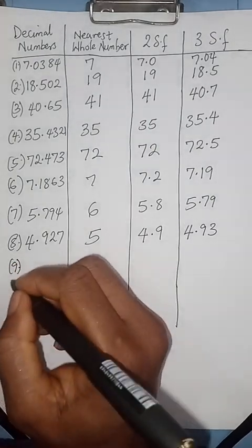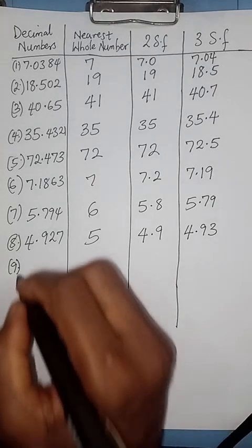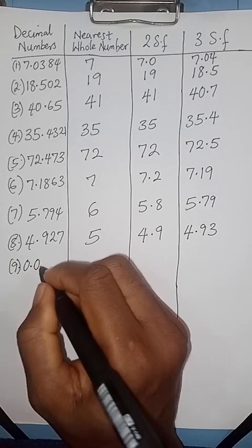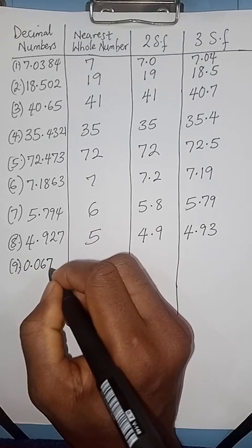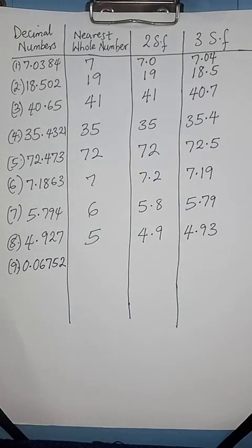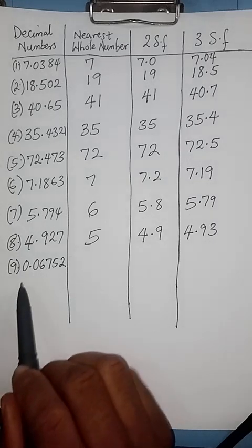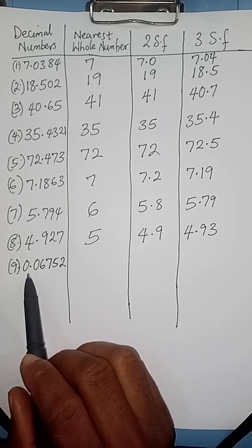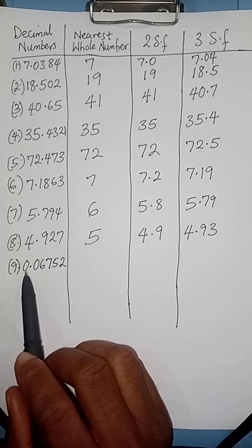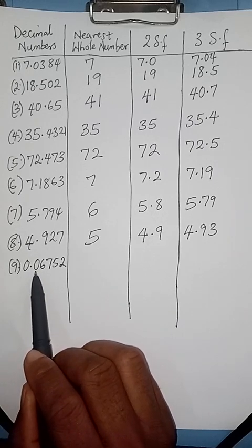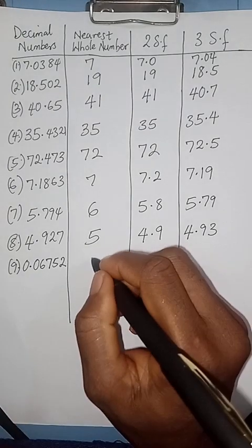Now let's look at number 9. It's quite a little bit different from what we've been doing because it is 0.06752. What is the answer to the nearest whole number? The whole number here is 0. So 0 is the whole number. But before I write 0, I check the digit after 0, and it is also 0. So I'm rounding down. So my answer is 0.